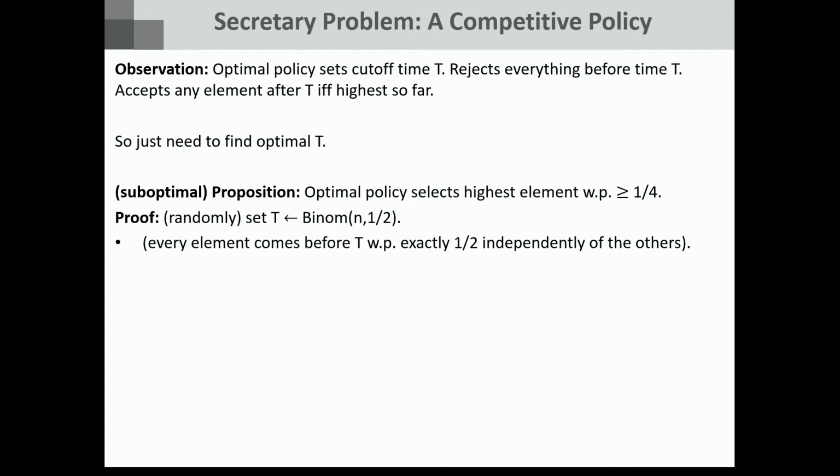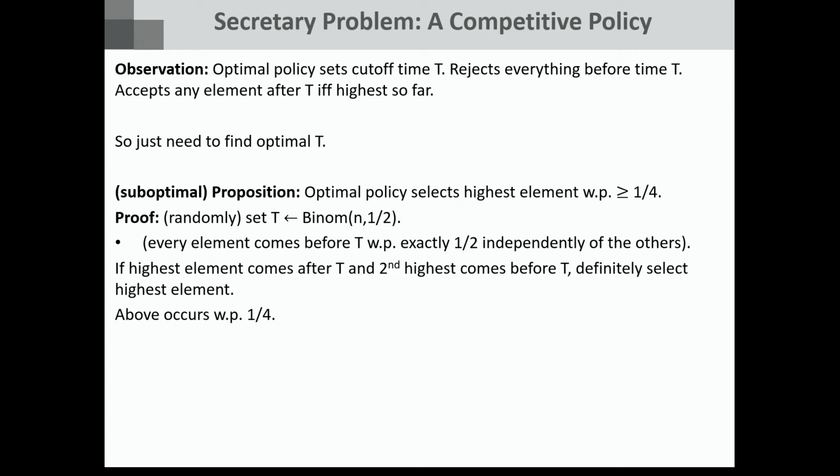Okay, so how can you simulate this by choosing a cutoff? Well, you can choose a random cutoff from the binomial distribution with parameters n and 1/2. Formally, I mean flip n unbiased coins, and the number of heads is set to be your random cutoff. And this has the property that every element is before the cutoff with probability a half, independent of the other ones, because our ordering is uniformly at random.